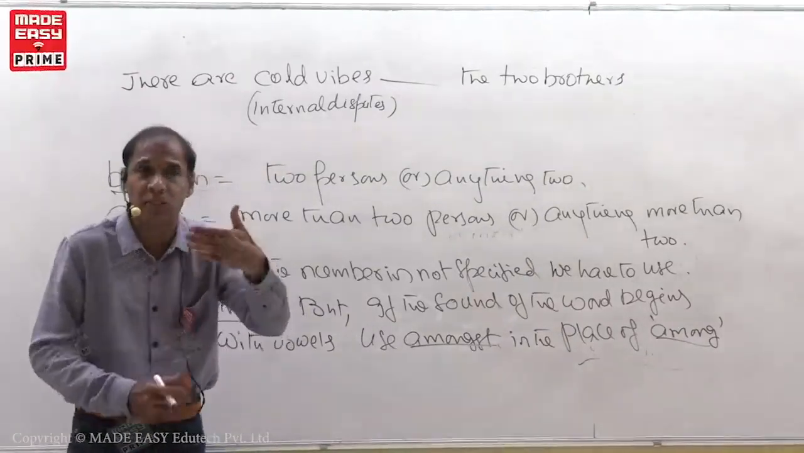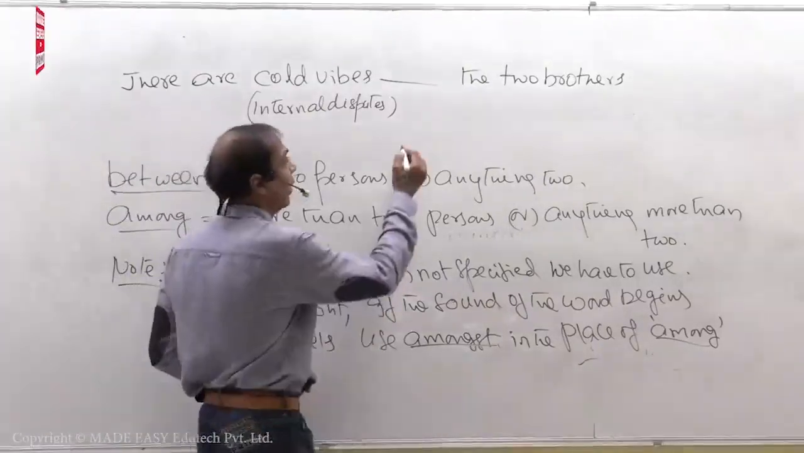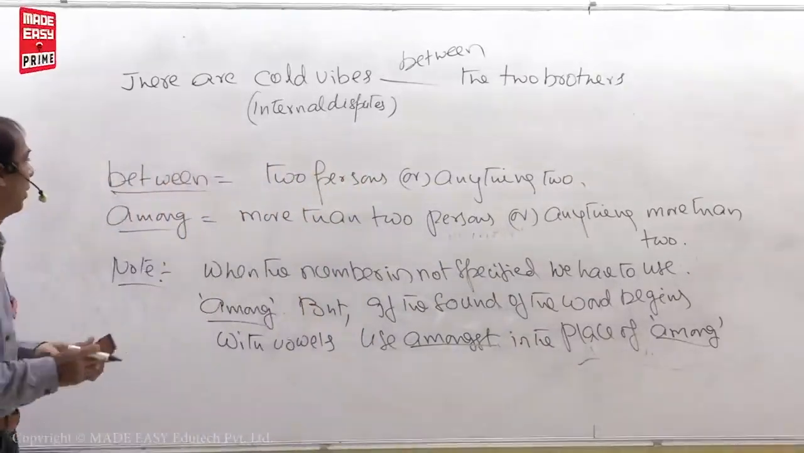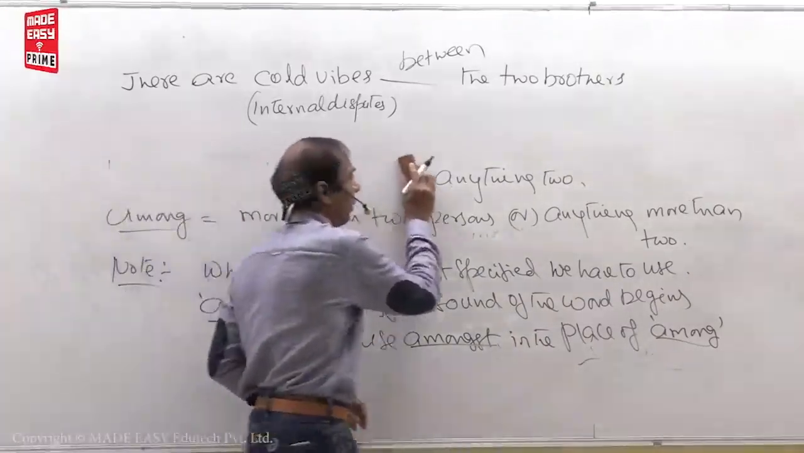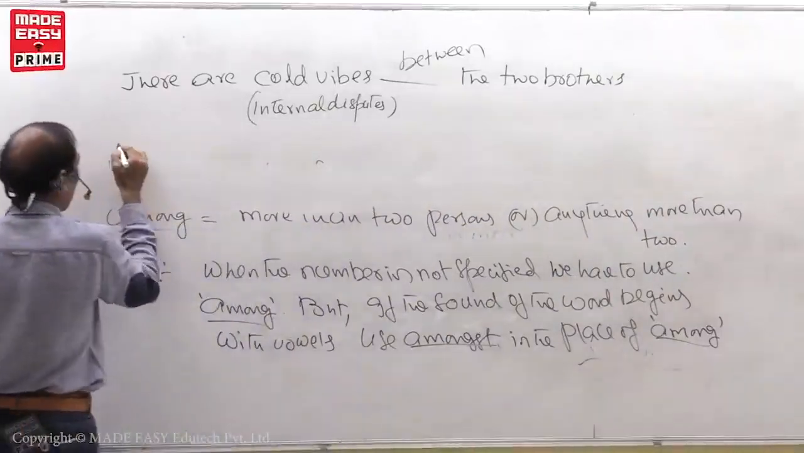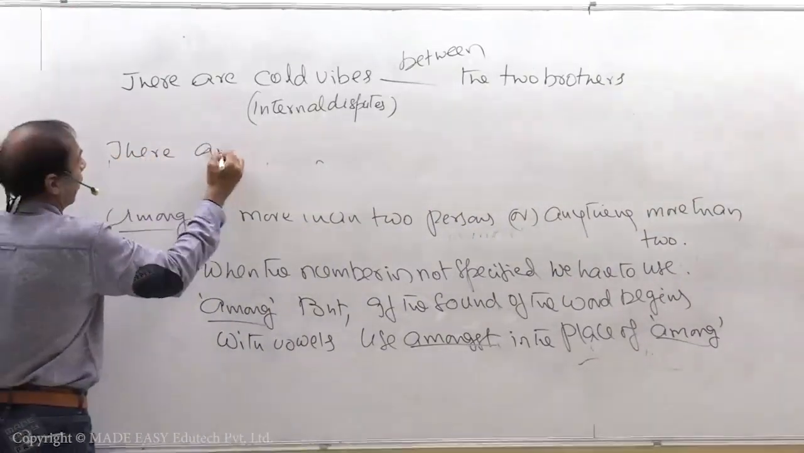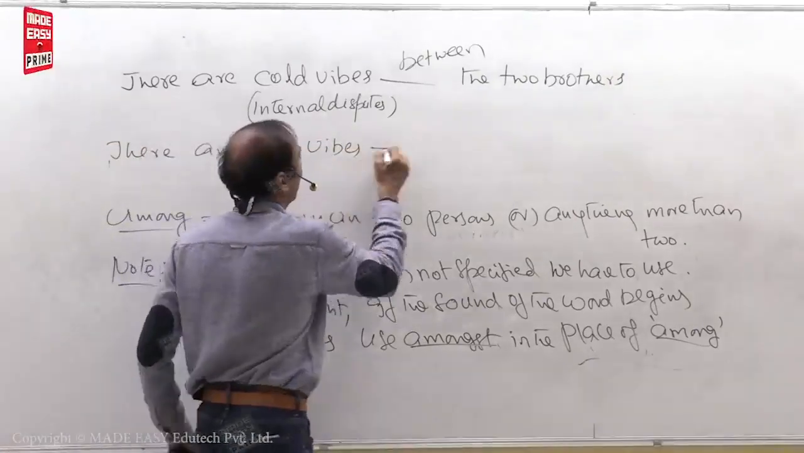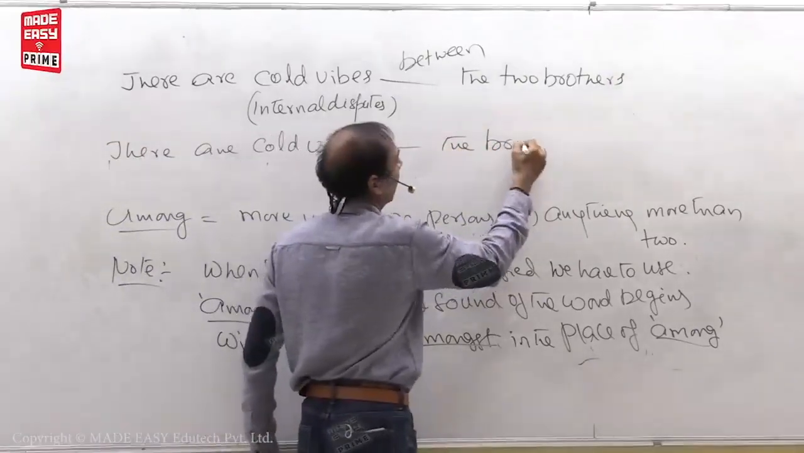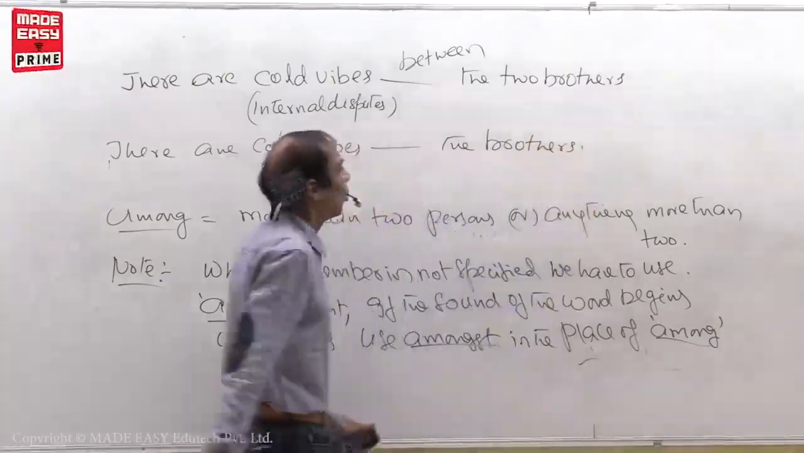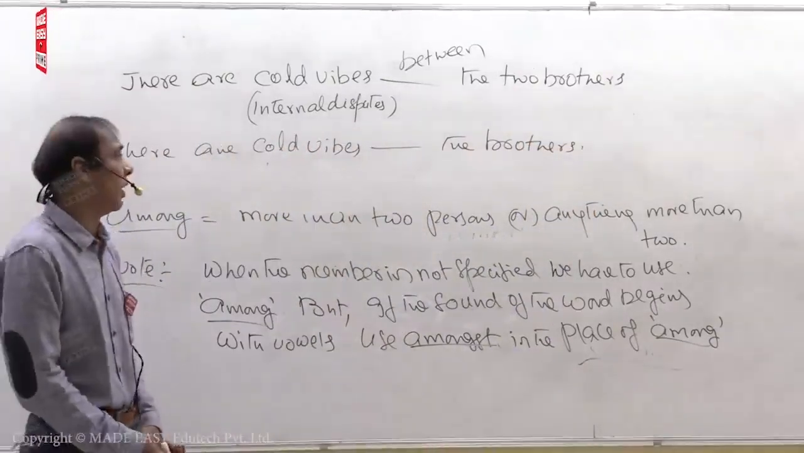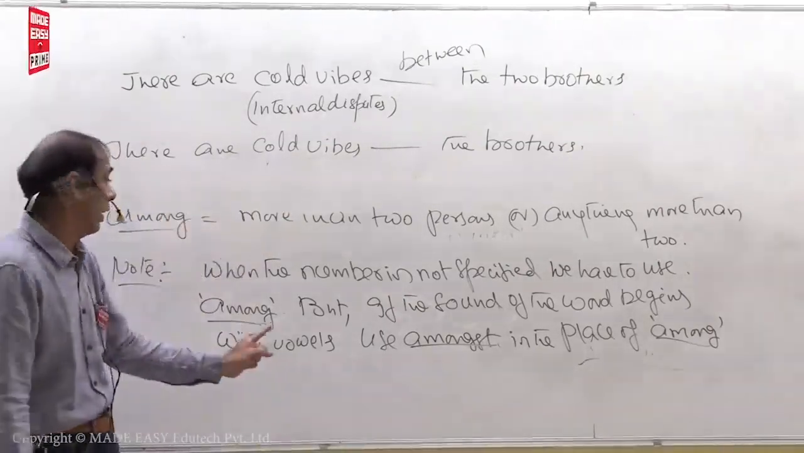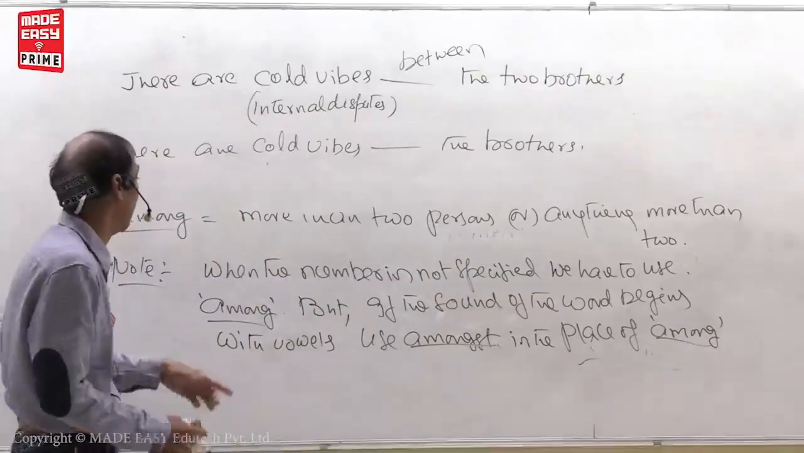In the case of two persons or anything two, what you have to use? Between. See, there are cold wives dash the brothers. Two or more than two, number is not specified. When the number is not specified, we have to use among.